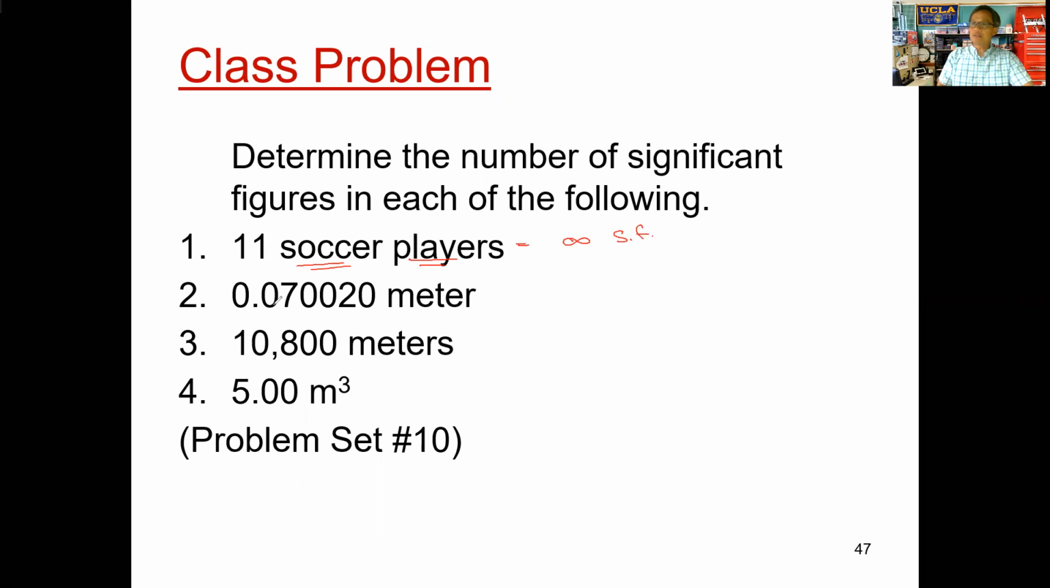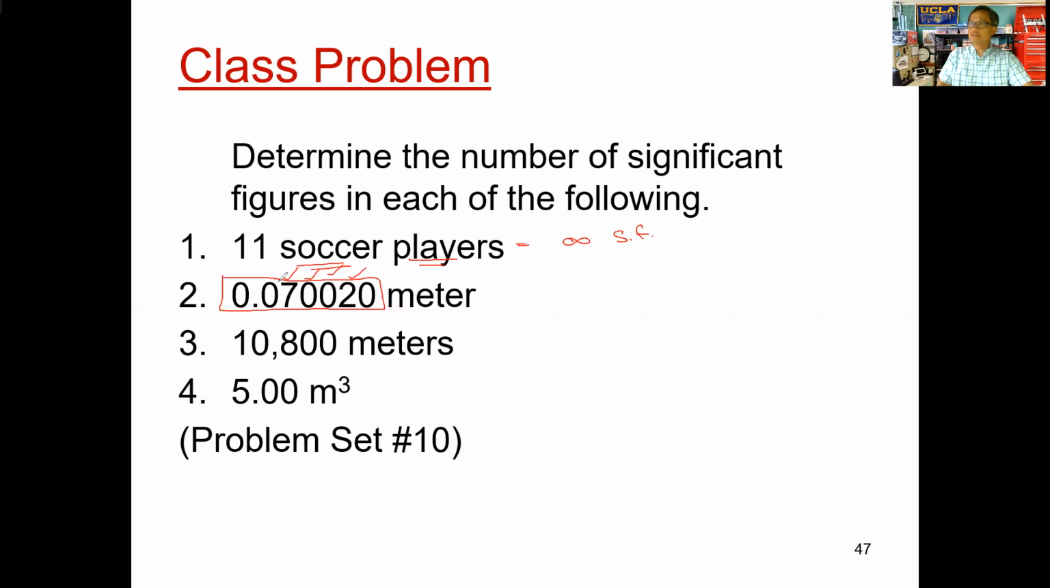All right, let's take a look at the next number, 0.070020 meters. This is a measured value. The 7 and the 2 are significant, non-zero digits. These 2 zeros are in between the 7 and the 2, so they are significant. So we have 4 significant figures so far.